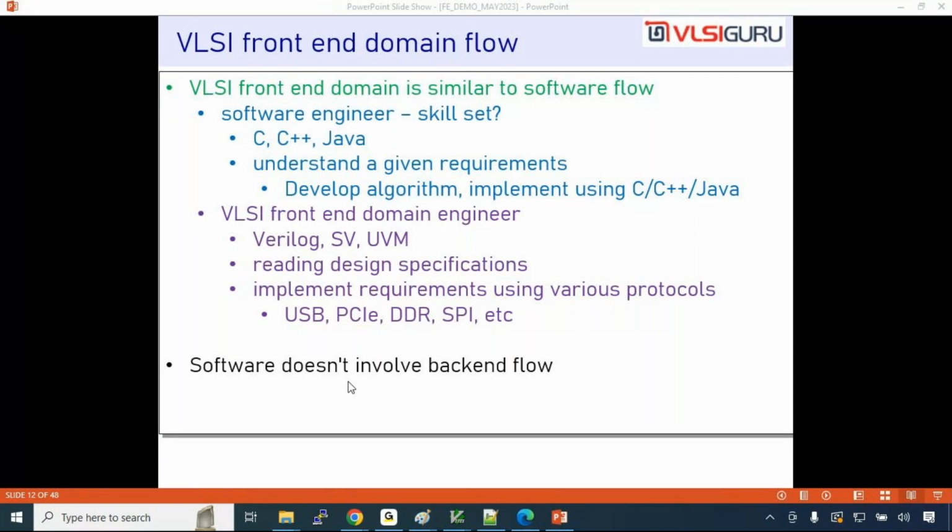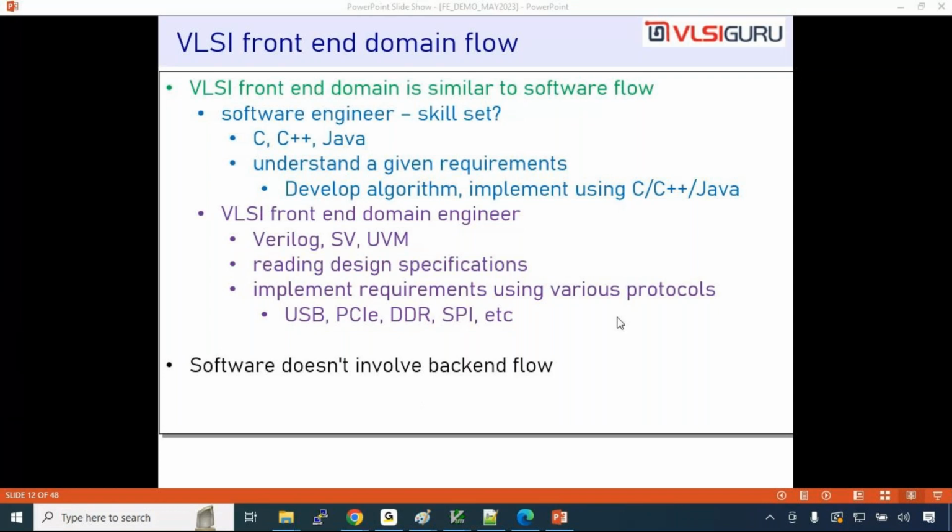These are the similarities. Then the second part: how does software differ from VLSI? In software there is no back-end flow. Your final product is code only, a C program or a C++ program. Do we convert a C program into a chip? No, right? In software you don't convert the program into a chip. Your final thing is the application only. Whereas in VLSI you have to convert your Verilog code into hardware. So this is one difference.